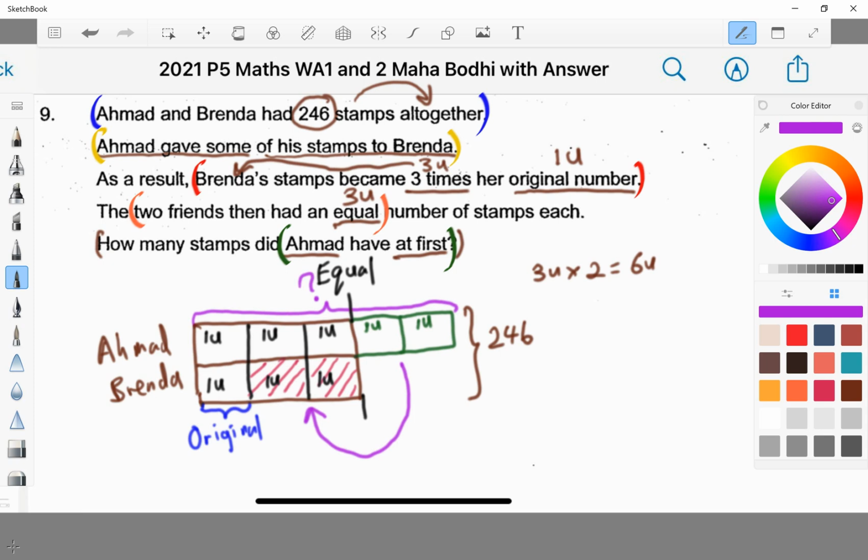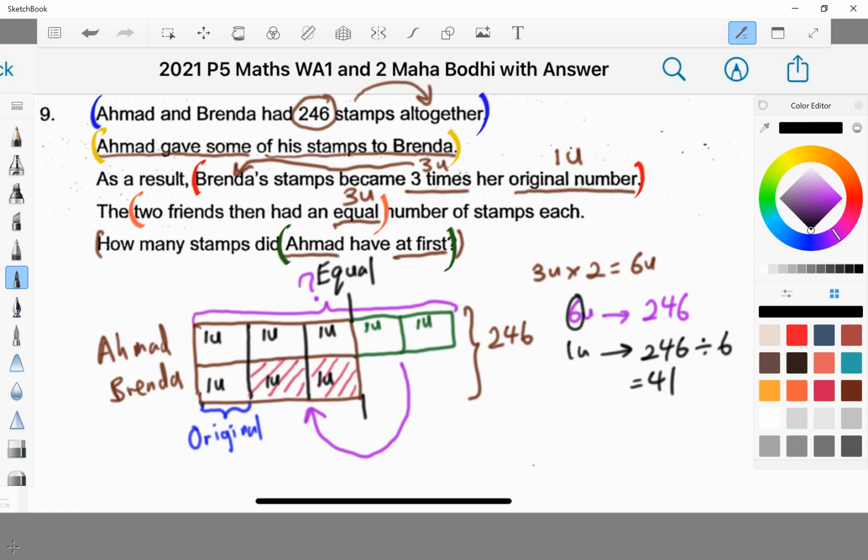So this question is actually very simple, because from the entire model I can see that 6 units, which is their total, is 246. And if I go down to find 1 unit, it will none other be 246 divided by 6. And if I key this into the calculator, it will just be 41.